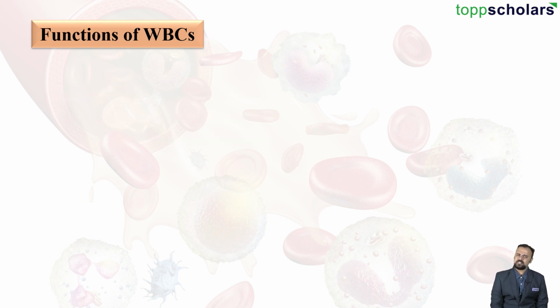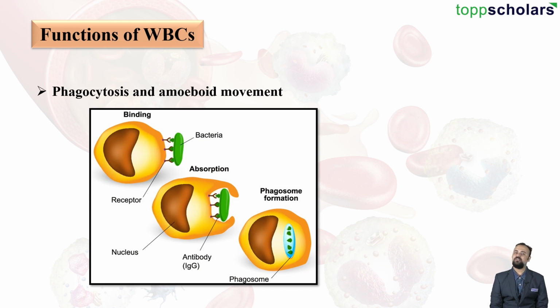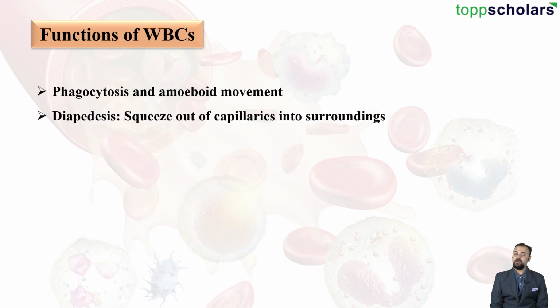Students, let us now take a look at the different functions performed by white blood cells. The very first one is phagocytosis and amoeboid movement. These cells are able to show a specialized movement called diapedesis. Now, what exactly is meant by diapedesis? Let us take an example.